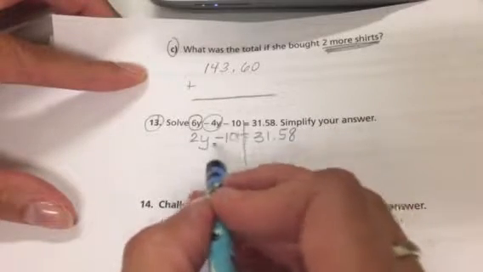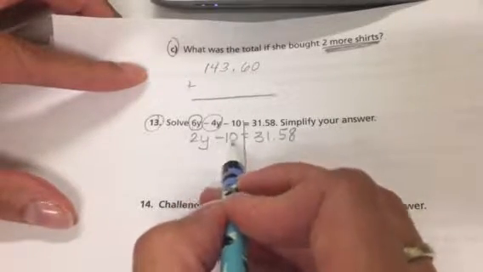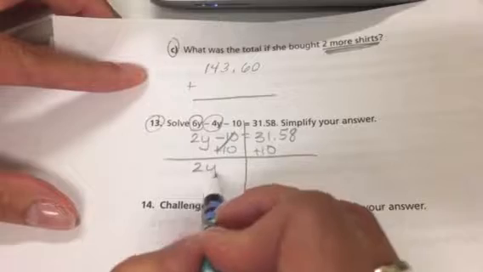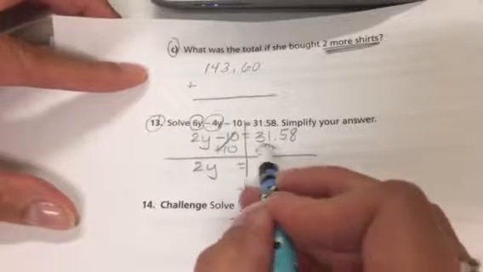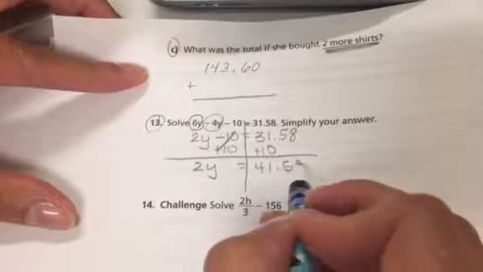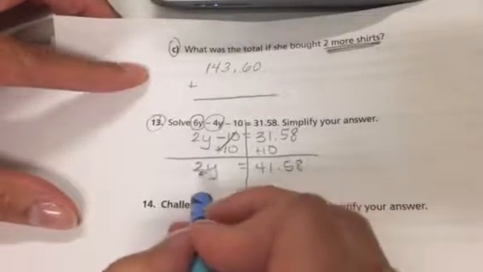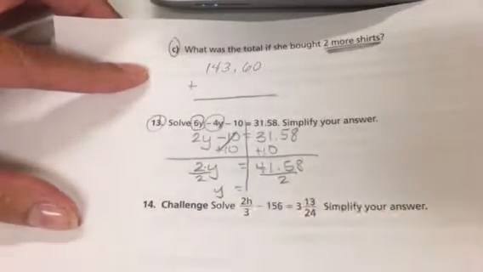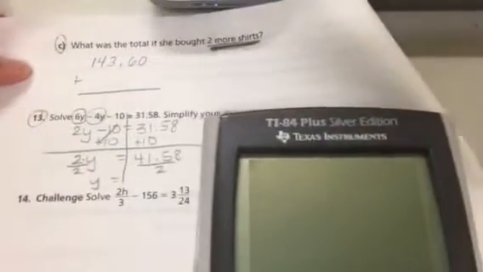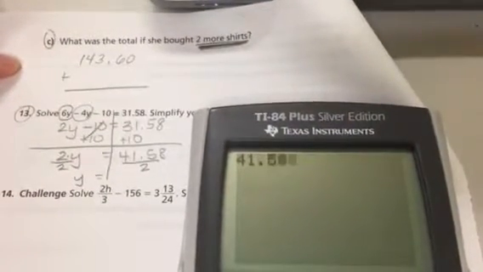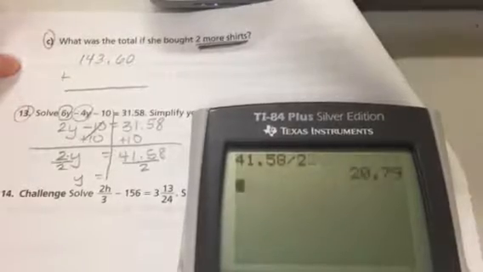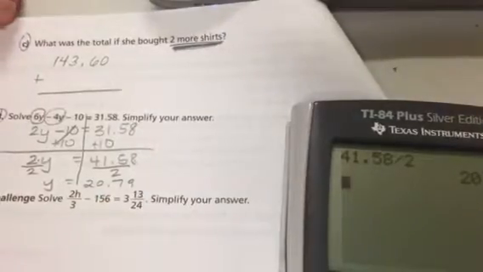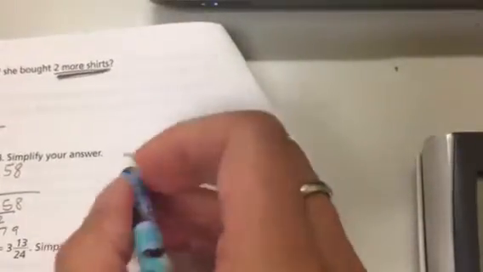Okay, to solve, I want to get rid of adding or subtracting first. So the opposite of subtracting 10 is to add 10. Okay, I'm left with 2 times y equals, and if I add 10, I would get 41.58. So to solve, the opposite of multiplying by 2 would be to divide by 2 on both sides. So in my calculator, I'm going to type in 41.58 divided by 2, and I get 20.79.